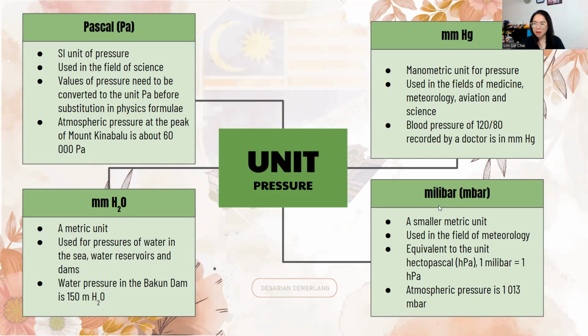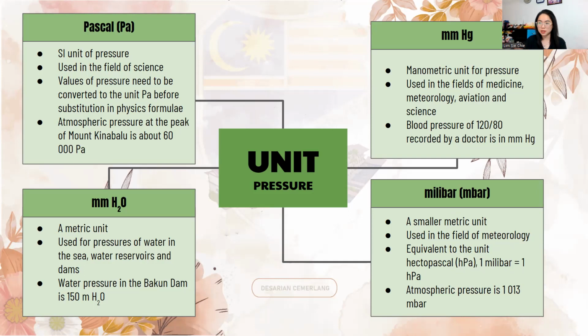Now, how about millibar? I believe you have seen millibar somewhere in daily life or in meteorology. What is millibar? Millibar is a smaller metric unit, normally used in the field of meteorology. Actually, it is equivalent to the unit of hectopascal, the H being hecto, so 1 millibar is equal to 1 hectopascal. Now, what is hecto? If I mention hecto, maybe you have forgotten what it is.